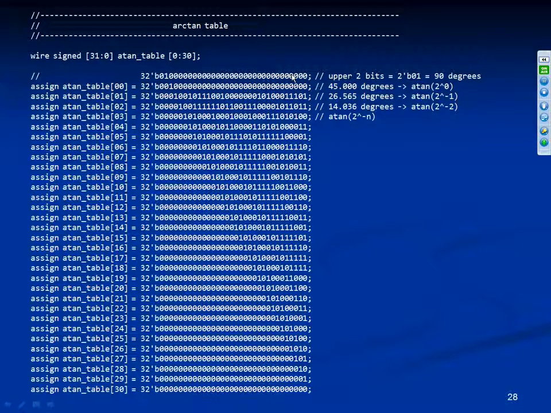Remember, I can use radians or degrees or whatever I want. And you'll see that in both CORDIC functions. So I'm going to let this value represent 90 degrees. That means that this value would be 45 degrees, which is the arctangent of 2 to the 0. Is this clear so far?